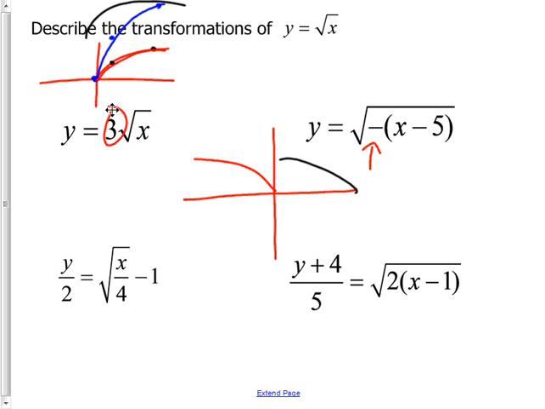All right. How do you know? Well, if it's multiplying out in front, that's going to be some kind of a stretch. All these other things have stayed the same. They haven't changed a bit. If it's minus 5 on the inside, that's 5 to the right. Negatives are always just flips.